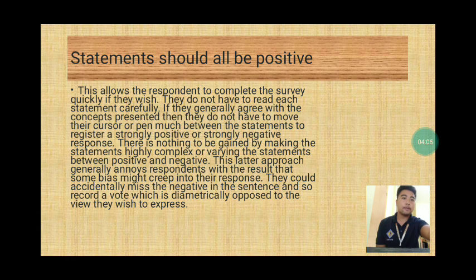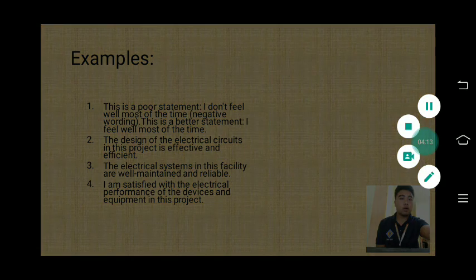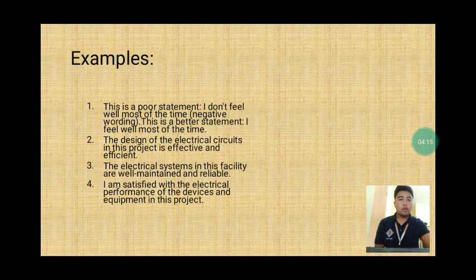So, next, examples. This is a poor statement. I don't feel well most of the time. This is the better statement. I feel well most of the time.